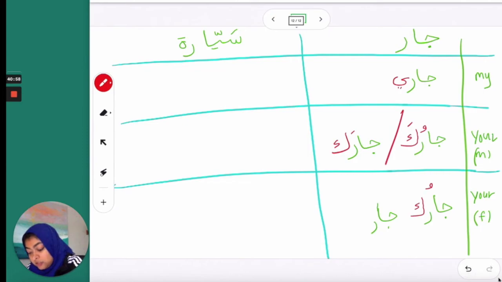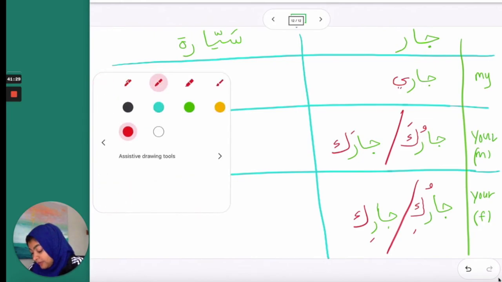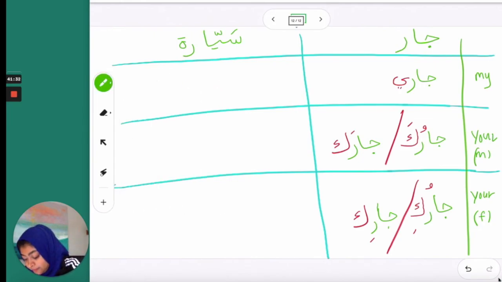Your neighbor feminine, if you're... Jaruki. Or we can put the kasra on the ra. Jarik. It doesn't mean the neighbor is female. It means that you are. Okay? So this is if I'm talking to a woman and her neighbor is male. I'm talking to Layla and I'm talking about her neighbor. Jarik, your neighbor. Okay? Now, if it was feminine, then what would happen? Why don't we just do that? Why don't we do the feminine here?